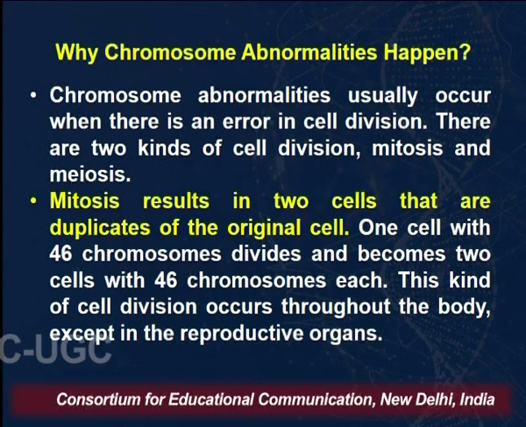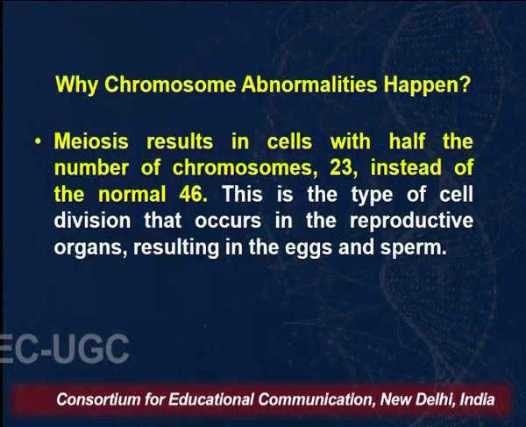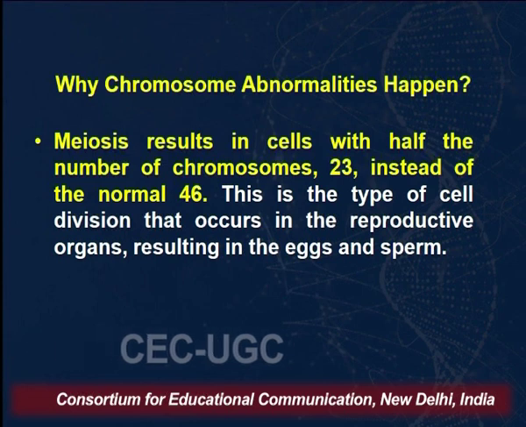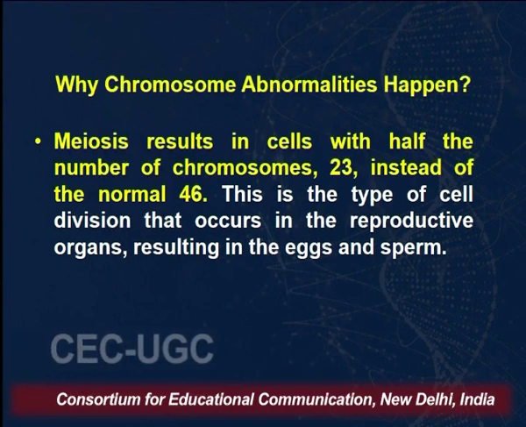In mitosis, we know that the two cells are duplicates of the original cell. So, one cell with 46 chromosomes divides to become two cells exactly duplicate of that one, which is 46 chromosomes in each of the cells. This is called mitosis. In the case of meiosis, it results in daughter cells which have half the number of chromosomes, which means that 23 chromosomes are present instead of the normal 46.